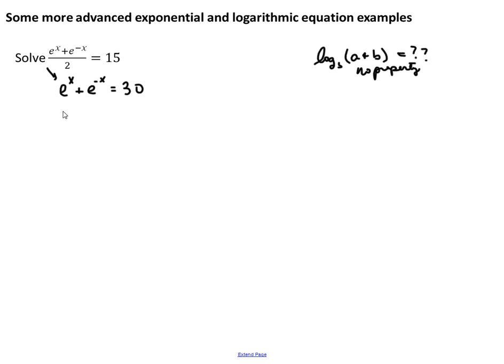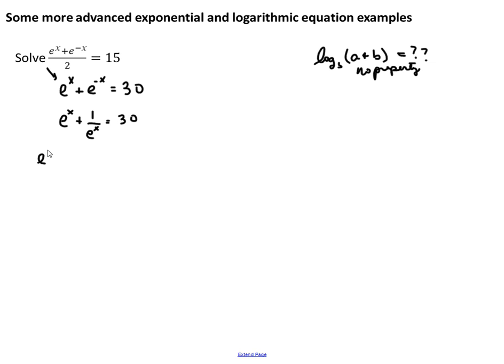Oh, so you're looking at that and saying, well, all right, you got rid of the 2, but we still have another problem. What about this e to the negative x? Well, we do have a property for negative exponents, and that is that it becomes a fraction, and we can treat it as e to the x plus 1 over e to the x equals 30. And the reason I do that is to get rid of that denominator, which is e to the x.